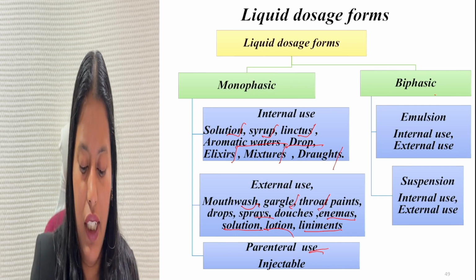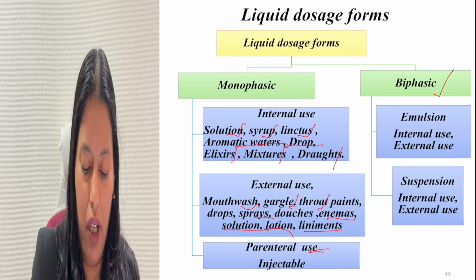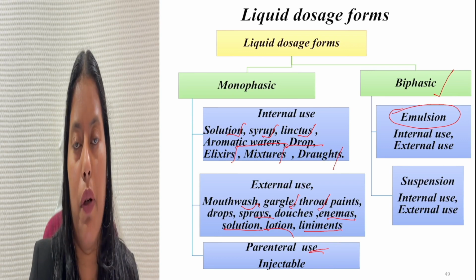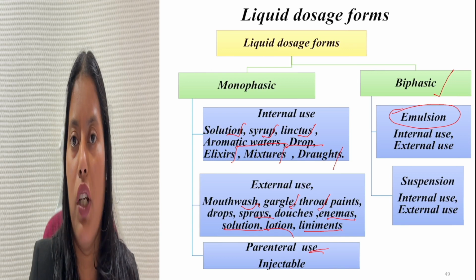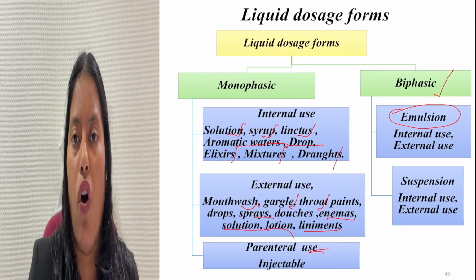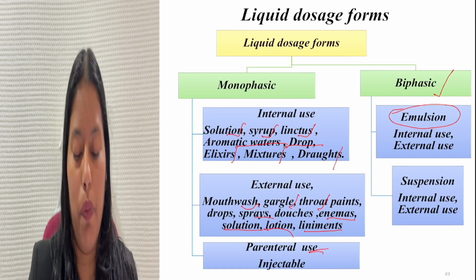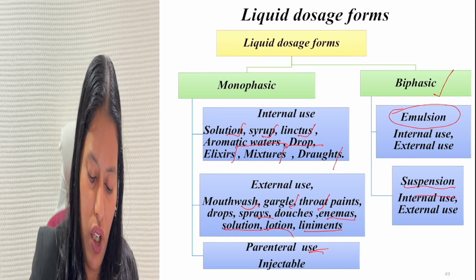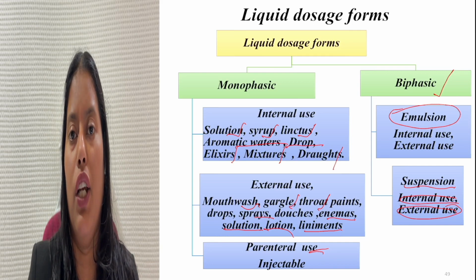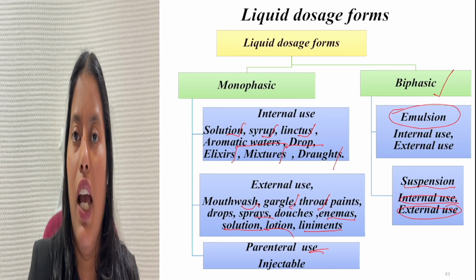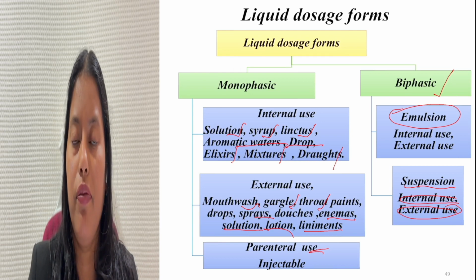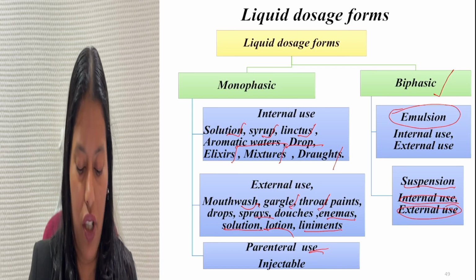And in case of biphasic dosage form, you have emulsion, which can be used for internal or external purposes. Various emulsions which you take orally are the internal emulsions, and when you apply those emulsions onto the skin, they are external use preparations. Suspension is also for internal use and external use. Whenever a suspension formulation is prepared and you take it orally, it is an internal suspension. And any suspension formulation which you prepare and apply topically on skin is an external use suspension.